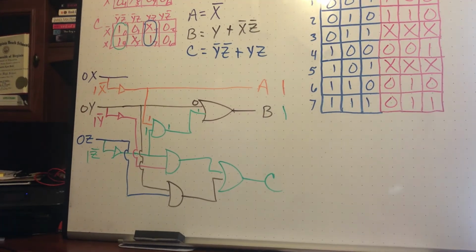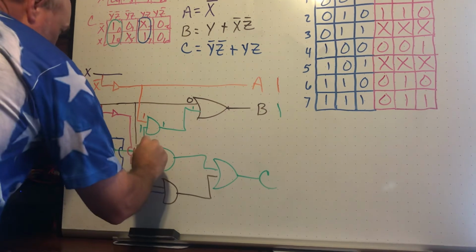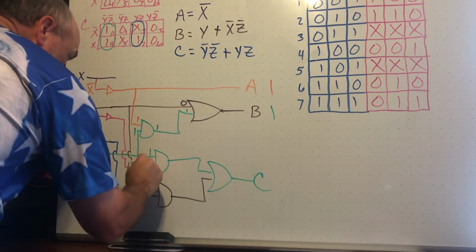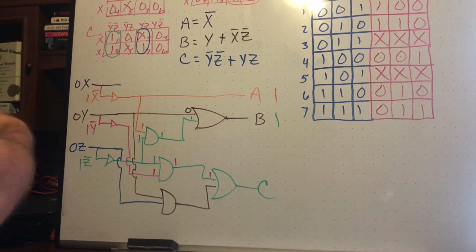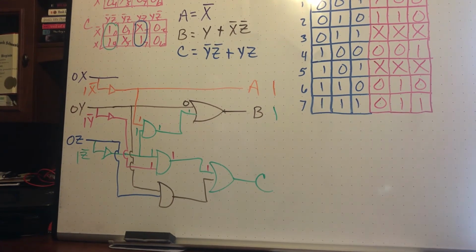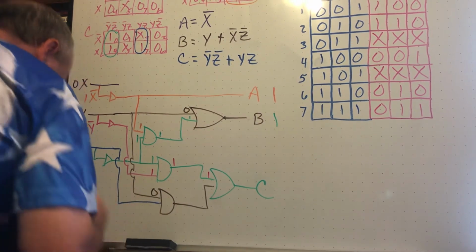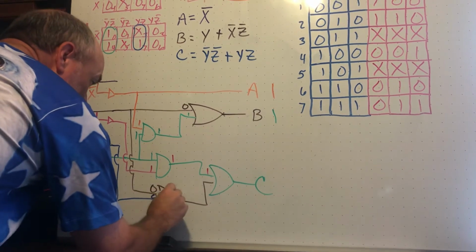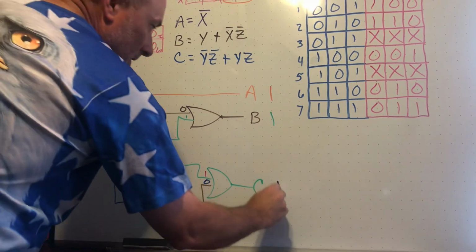Now I got to do my last one. Well, Z naught going in is a 1. Y naught is a 1. So 1 and 1 gives me a 1. So I got a 1 going into my OR gate. Now my last one, I got Y and Z. So Y is a 0 and Z is a 0. 0 and a 0 gives me a 0. So I got a 1 and a 0 going into the OR gate, which gives me a 1 out.